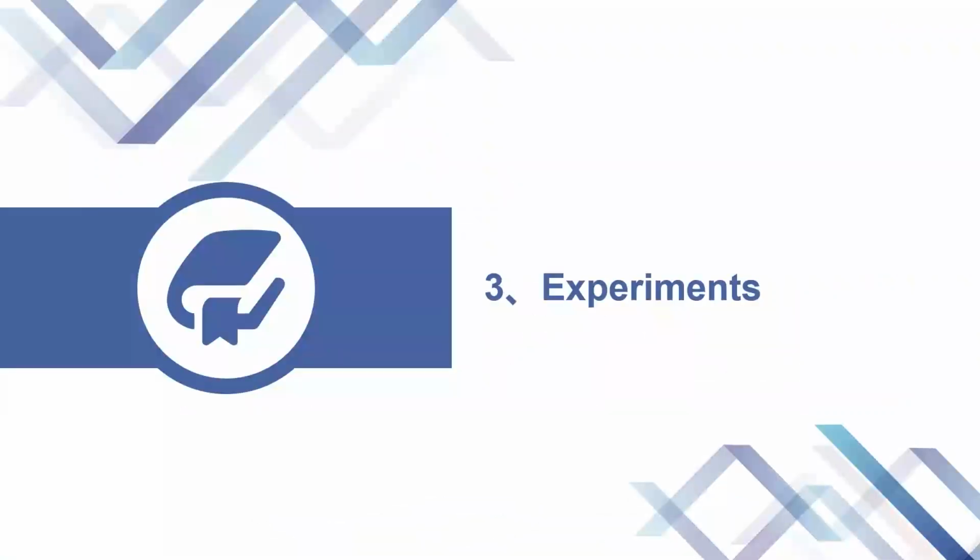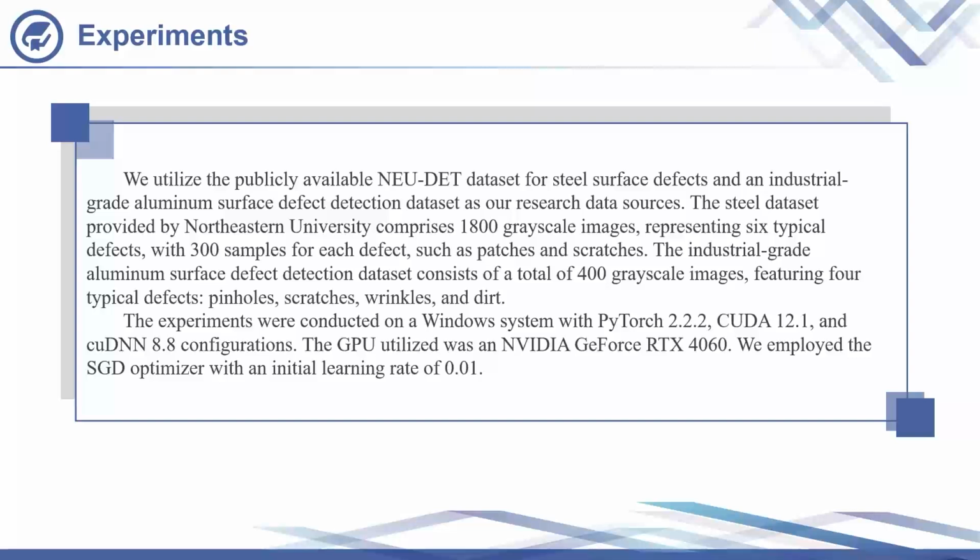Part 3. Experiments. We utilize the publicly available NEU-DET dataset for steel surface defects and an industrial-grade aluminum surface defect detection dataset as our research data sources. The steel dataset provided by Northeastern University comprises 1,800 grayscale images, representing 6 typical defects, with 300 samples for each defect, such as patches and scratches.